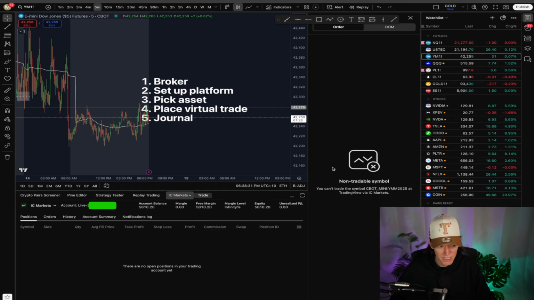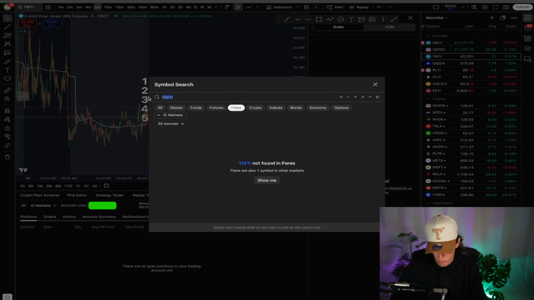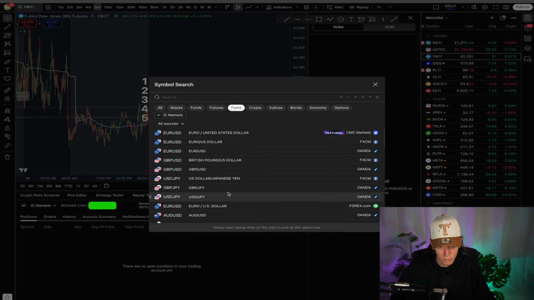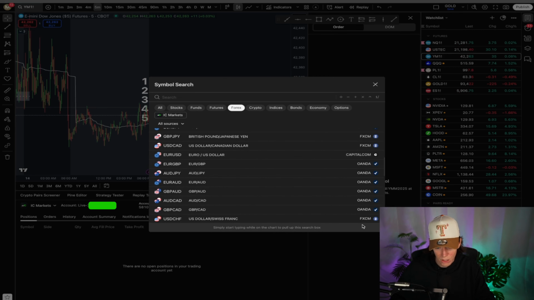If you have something that comes up like this, non-tradable symbol, that is because depending on your broker. So when you go here to click on different brokers that you need, or different things you can trade. So Forex, for example, we'll delete this YM. There's all these different pairs, but if you look over here, these are all different brokers. Oanda, FXCM, Oanda, Forex.com, and you have Capital.com. You have all these different brokers, but this means that this pair is not connected to my particular broker.